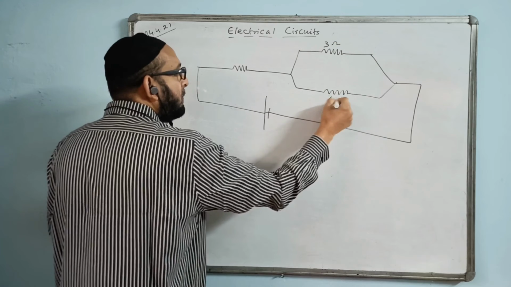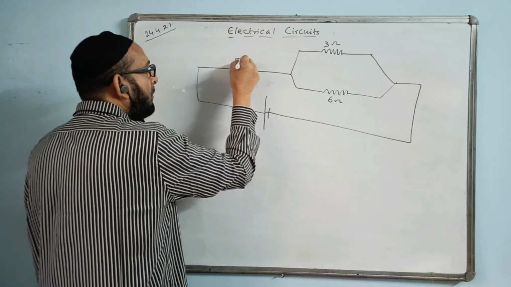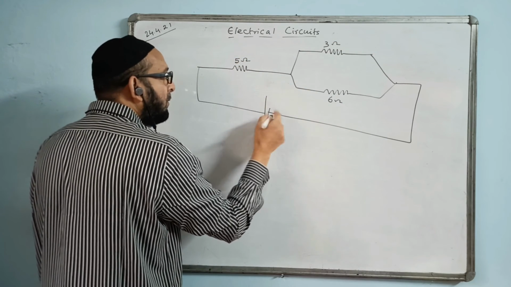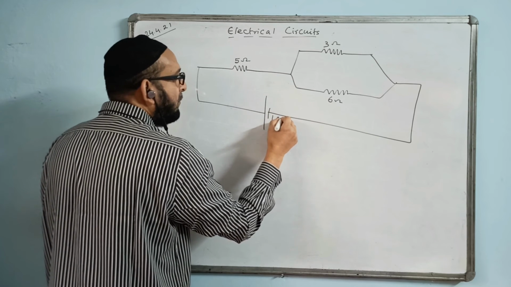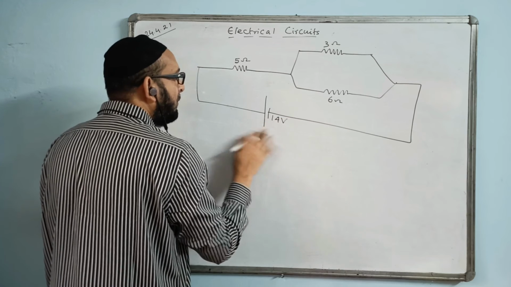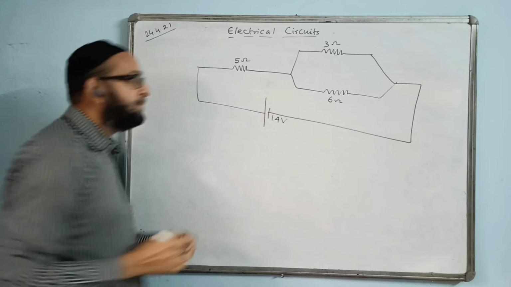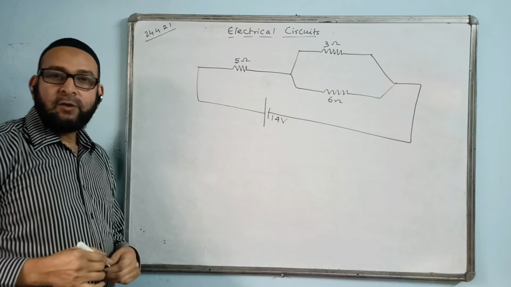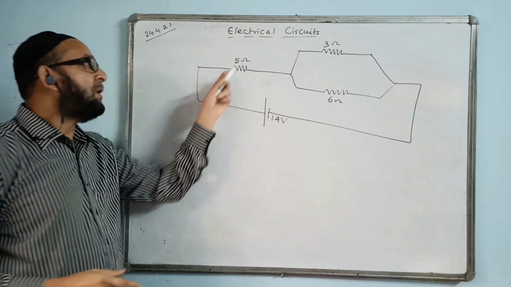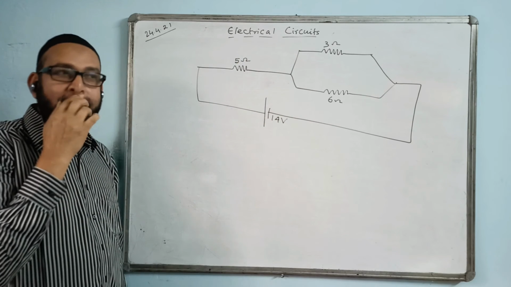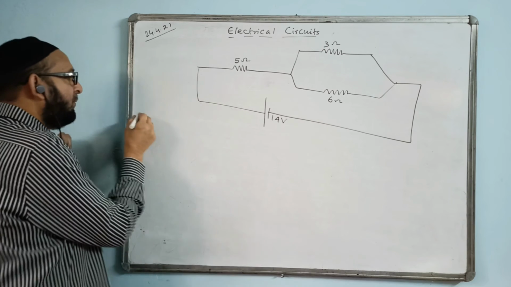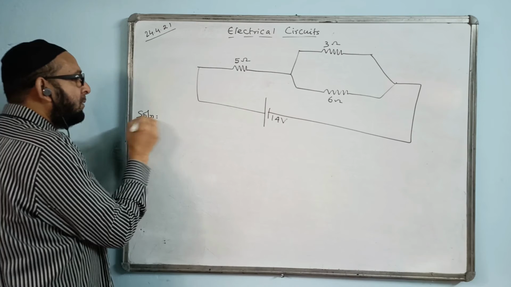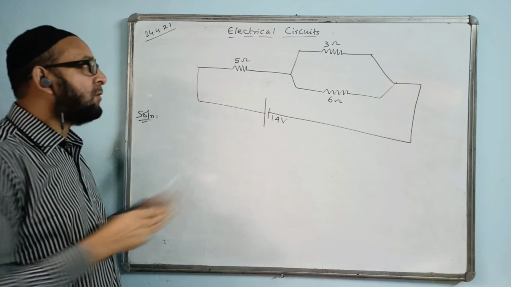3 ohm, 6 ohm, 5 ohm, 14 volt given. And the question is asking you to find the current through each of the resistances. I think this is a simple one. You can easily do it. We are doing this one just to show the current divider.